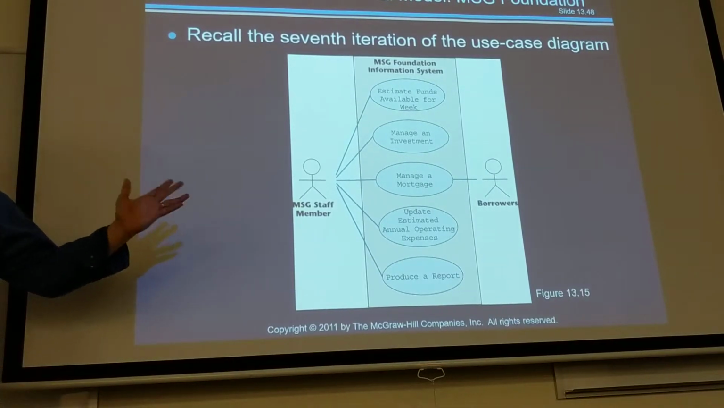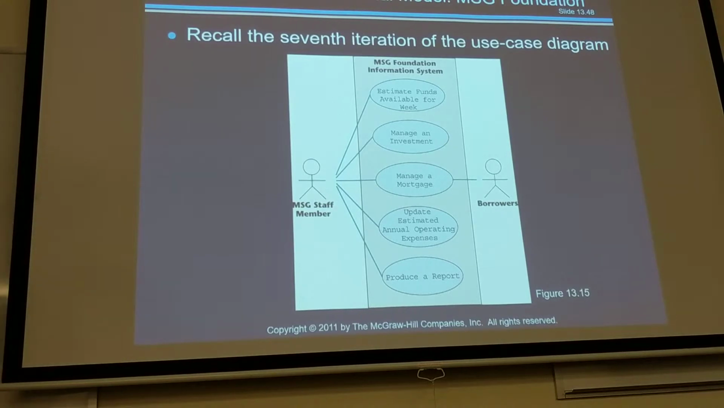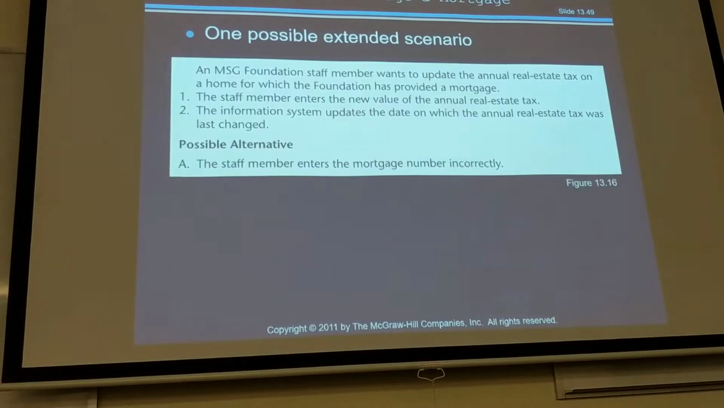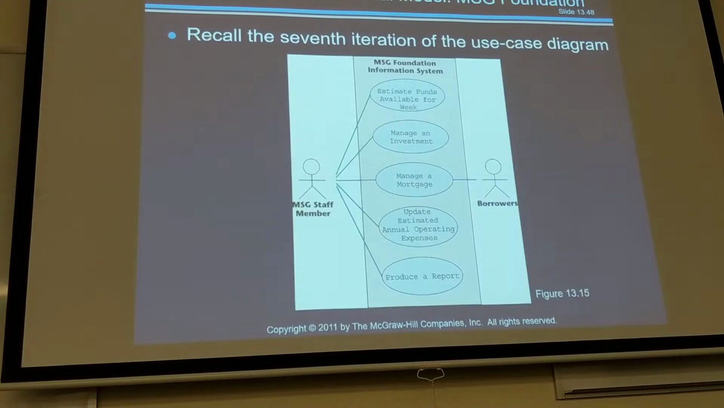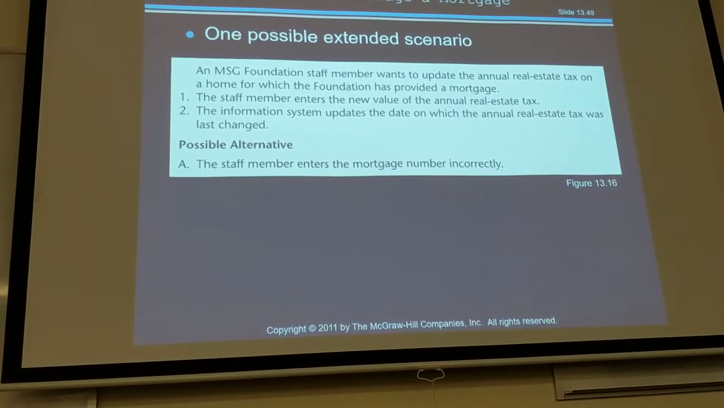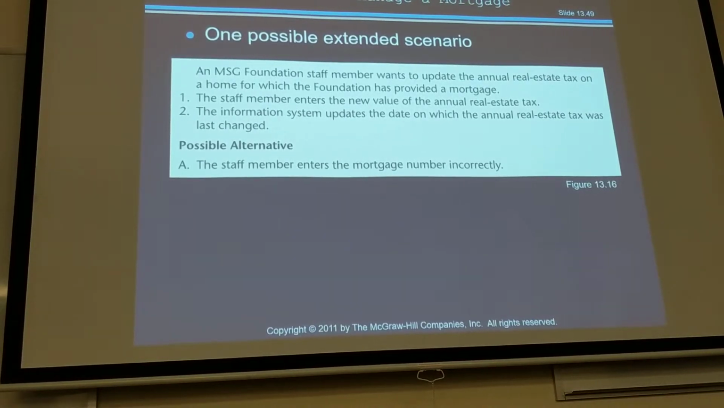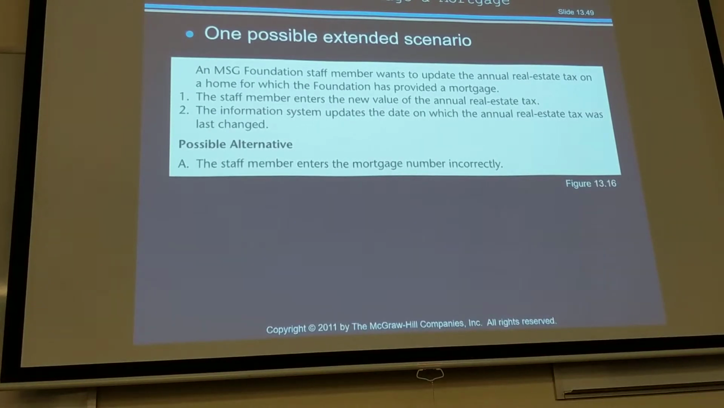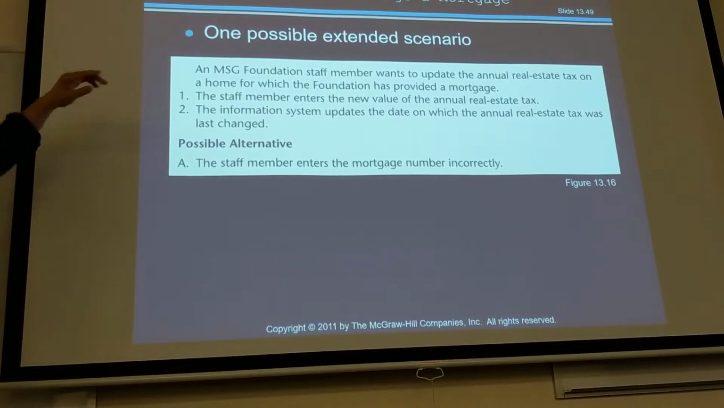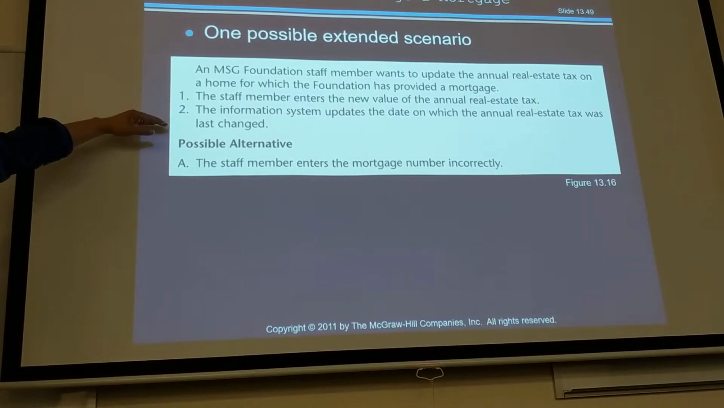All right. If we can understand what it is about, then we can go into our high-level design phase. We'll look at one use case, which is a manage a mortgage use case. We'll look at one scenario. What is a scenario? A use case is basically a category of things that you can do, similar things grouped together. A scenario is just one of the possible paths of that feature. Manage a mortgage: in this case, the staff member entered a new value of annual real estate tax, and the information system updated the date on which the annual real estate tax was last changed.